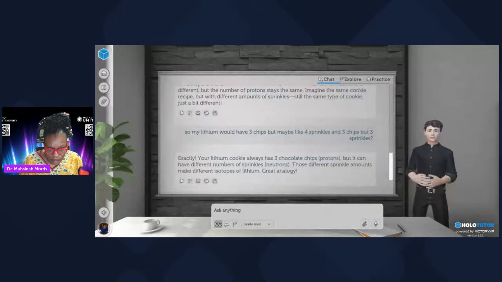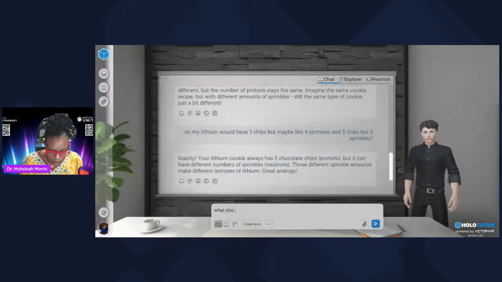Exactly. Your lithium cookie always has 3 chocolate chips, but it can have different numbers of sprinkles, neutrons. Those different sprinkle amounts make different isotopes of lithium. Great analogy.